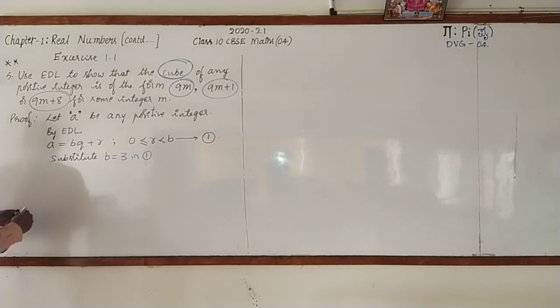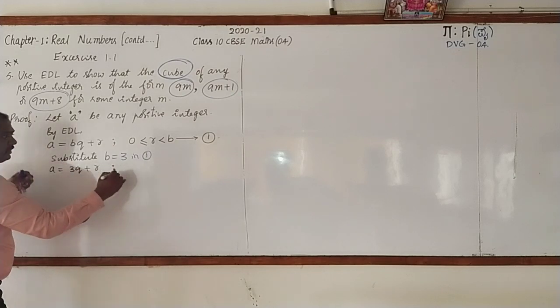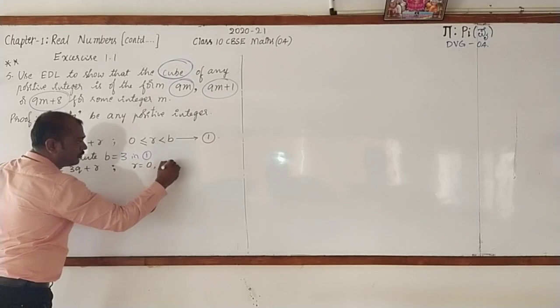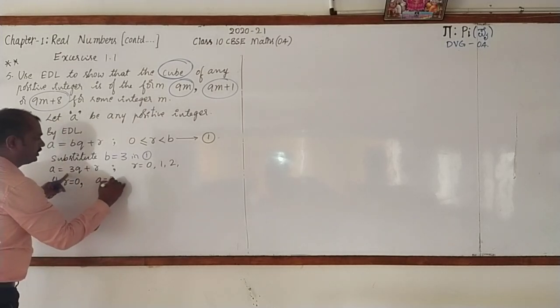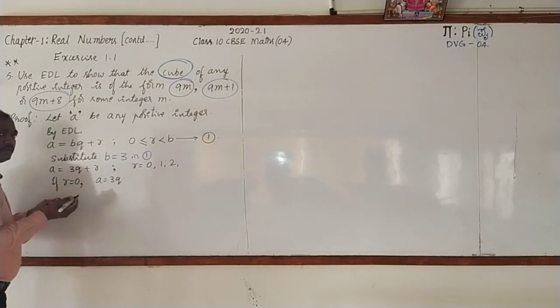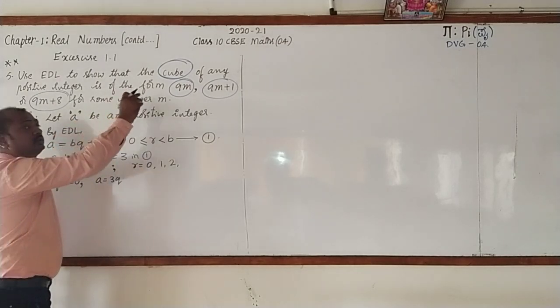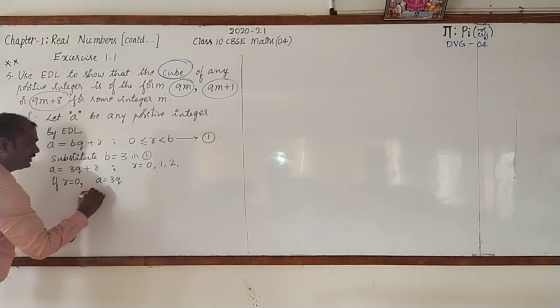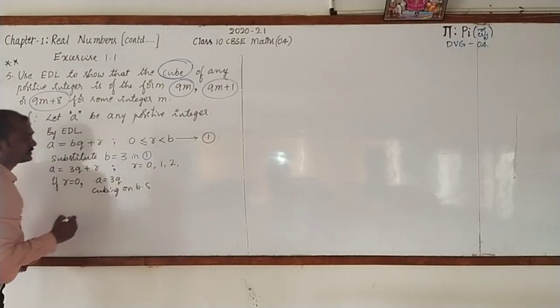Now further, if 3 is taken in place of b, a equal to 3q plus r again, and what are the possible remainders? 0, 1, 2, right? Now let us take 0 in place of r. If r equal to 0, then a equal to 3q plus 0. Can we write just 3q? Yes, a equal to 3q. But what has been given? Cube of any positive integer. Hence, I take cubing on both the sides.